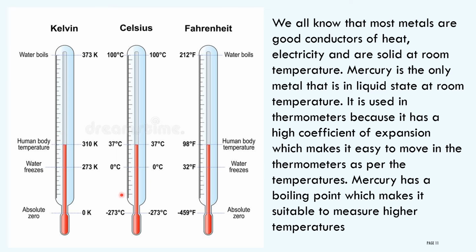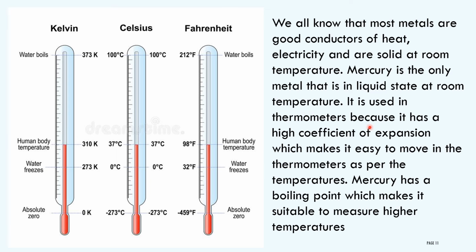Here we will use mercury inside the thermometer. Then let us discuss what is the use of mercury, why we use it inside the thermometer. We all know that most metals are good conductors of heat and electricity, and solid at room temperature. Almost all the metals are good conductors of electricity. Then they will be solid at room temperature. Mercury is the only metal that is in liquid state at room temperature. Mercury is the only one metal that will exist as a liquid at room temperature.